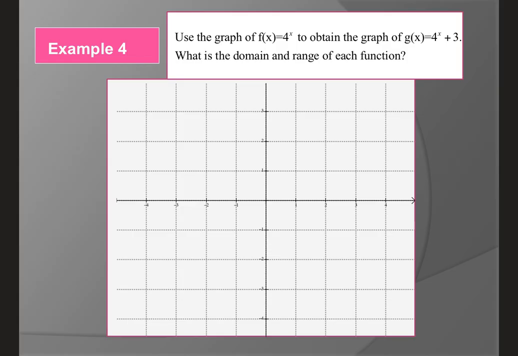All right, so now it said use the graph of 4 to the x to obtain the graph of 4 to the x plus 3. What's that plus 3 going to cause? Up 3. So my original one, I'm going to make this the pink, had a horizontal asymptote at 0. It was negative 1, 1/4, 0, 1, and 1, 4. This is what 4 to the x looks like.